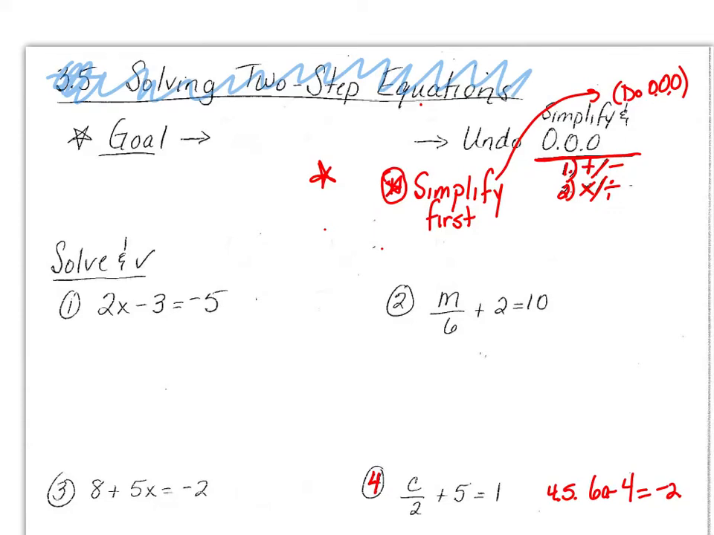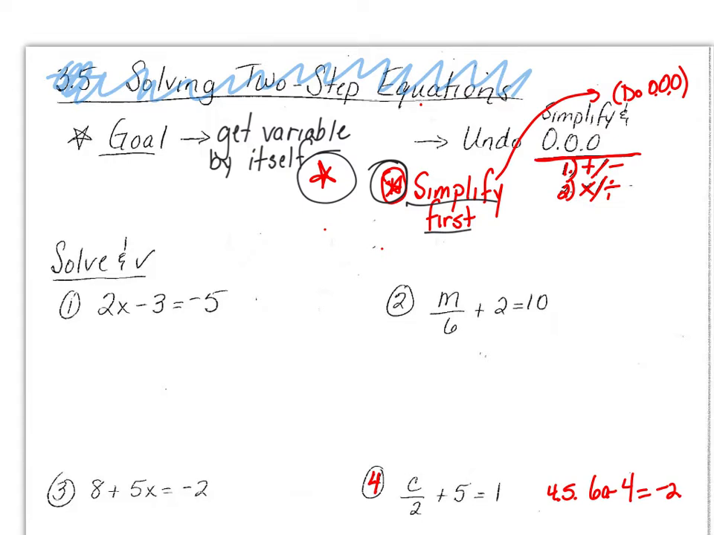Yep. So the goal is to get the variable by itself. And you see this asterisk here and here? You have to simplify the problem first, meaning do anything in the order of operations that you possibly can. You better write that down. Simplify first. That means go through your order of operations and make sure there's nothing you can do.